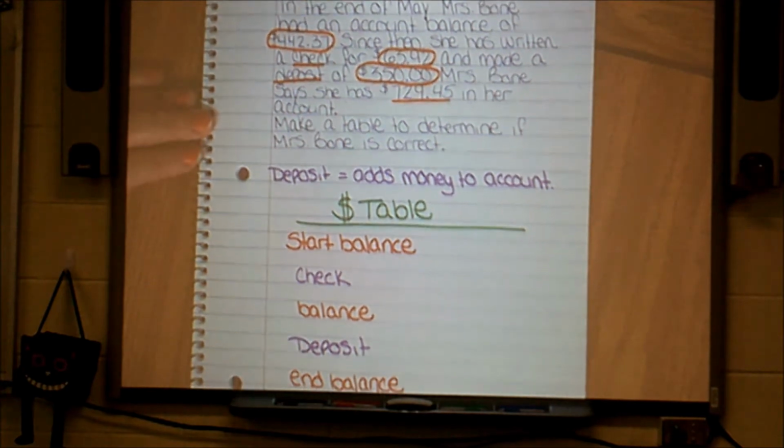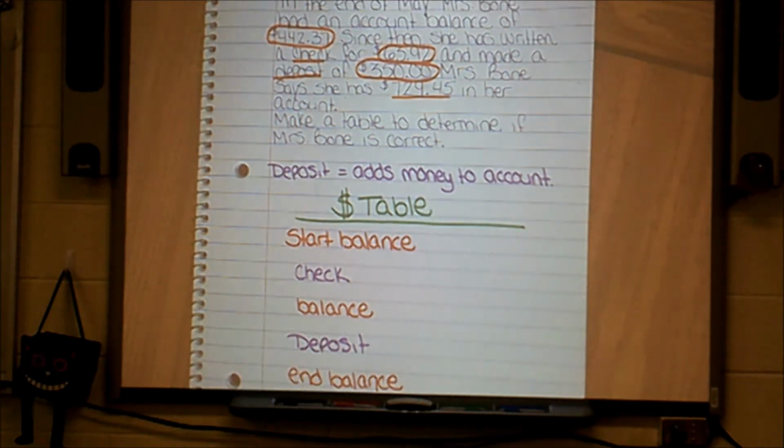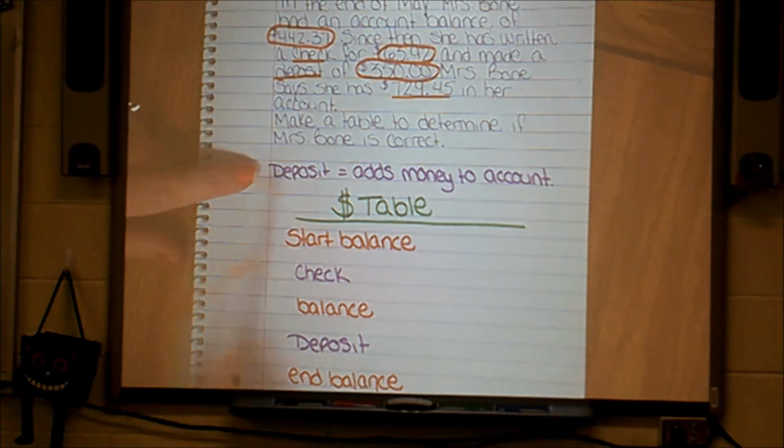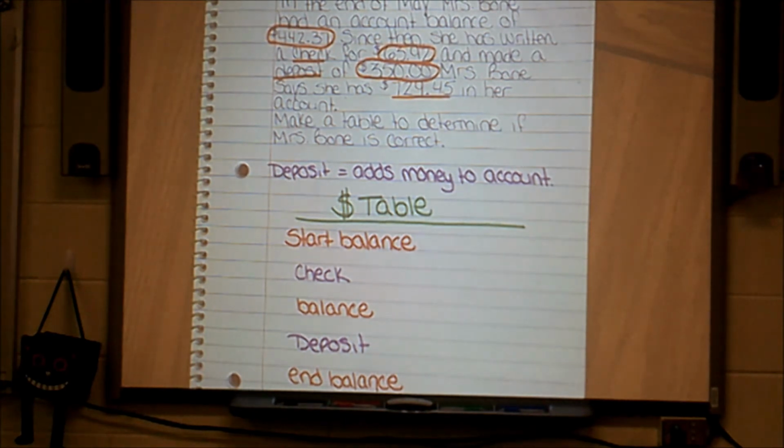So let's look at our table. So here's a table that I created to help us to be able to solve this problem. Notice here that I wrote deposit, because that might not be a word that you're familiar with. Deposit means that you are adding money to your account. On Friday, when my paycheck goes in my bank, it is making a deposit into my bank account. If I get a check from Grandma for my birthday, then I have to deposit it into my bank account. So I'm adding money at that point to my bank account, not taking money away. So a deposit is always an addition to what you currently have.